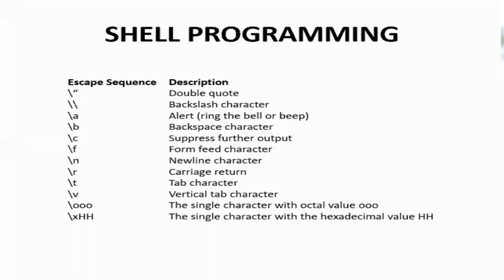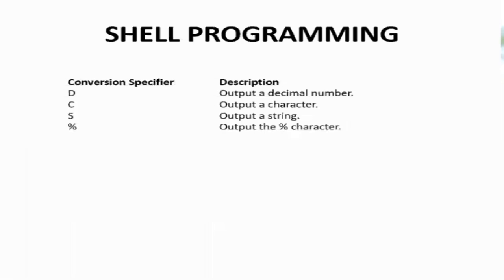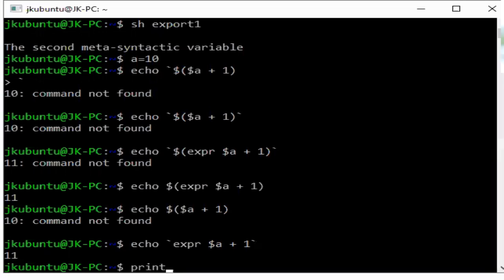These are the escape sequences that are available for the printf command, like the double quote character, the backslash character, alert, the backspace character, etc. Similarly, we have some conversion specifiers available for the printf command: d, c, s, and the percent sign. Now I'll execute the printf command: printf percent hello, where percent is the format specifier, space hello.